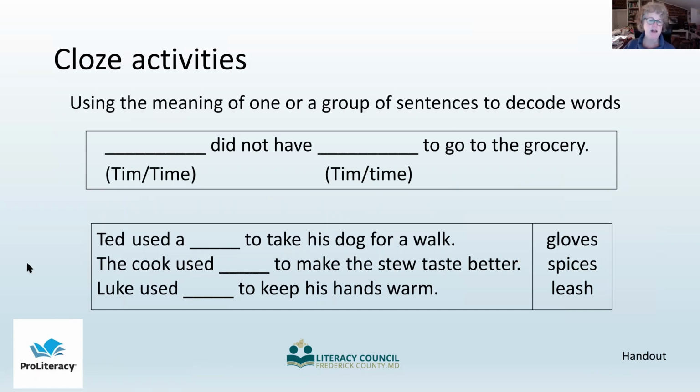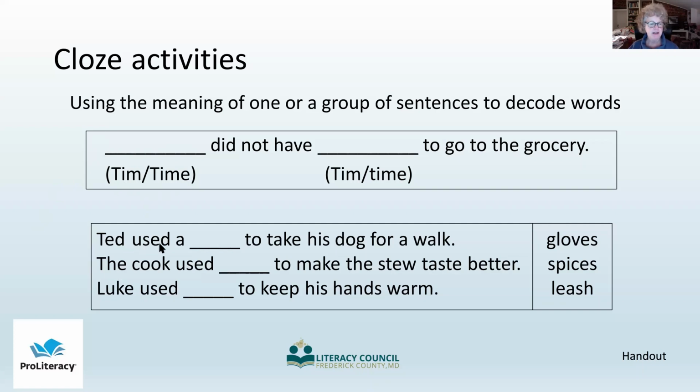So a cloze activity, well, that's just a fancy name for filling in the blanks. It's an exercise in using context to help the student practice decoding words correctly. This slide shows two examples. The first is something you might use for a beginning reader. Notice that the two choices of words are very close to the blank that you're asking them to fill in.